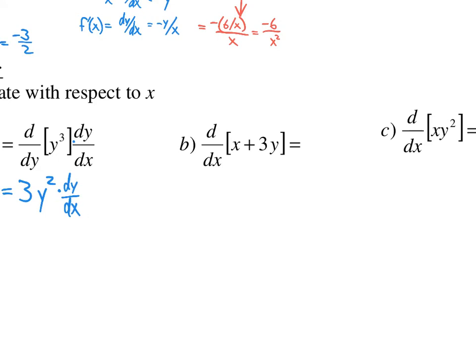Same idea with b. What's the derivative of x? 1. What's the derivative of 3 times something? 3, but I need to multiply it by the derivative of that y, so 3 dy/dx. Okay? Again, just take the derivative like you would if it were an x, but then multiply it by a dy/dx.